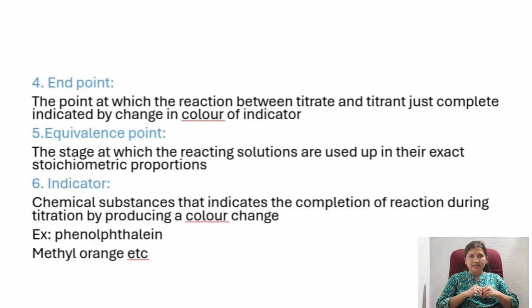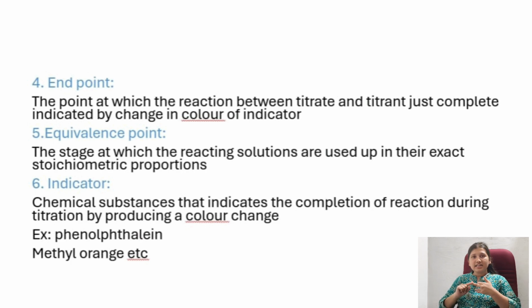Next is an indicator. Indicator is a chemical substance. It defines the completion of a reaction during a titration by changing color. In indicators, there are three types: internal indicator, external indicator, and self indicator. In internal indicator, the indicator is added into the conical flask. This is known as internal indicator. For example, phenolphthalein, methyl orange, etc.